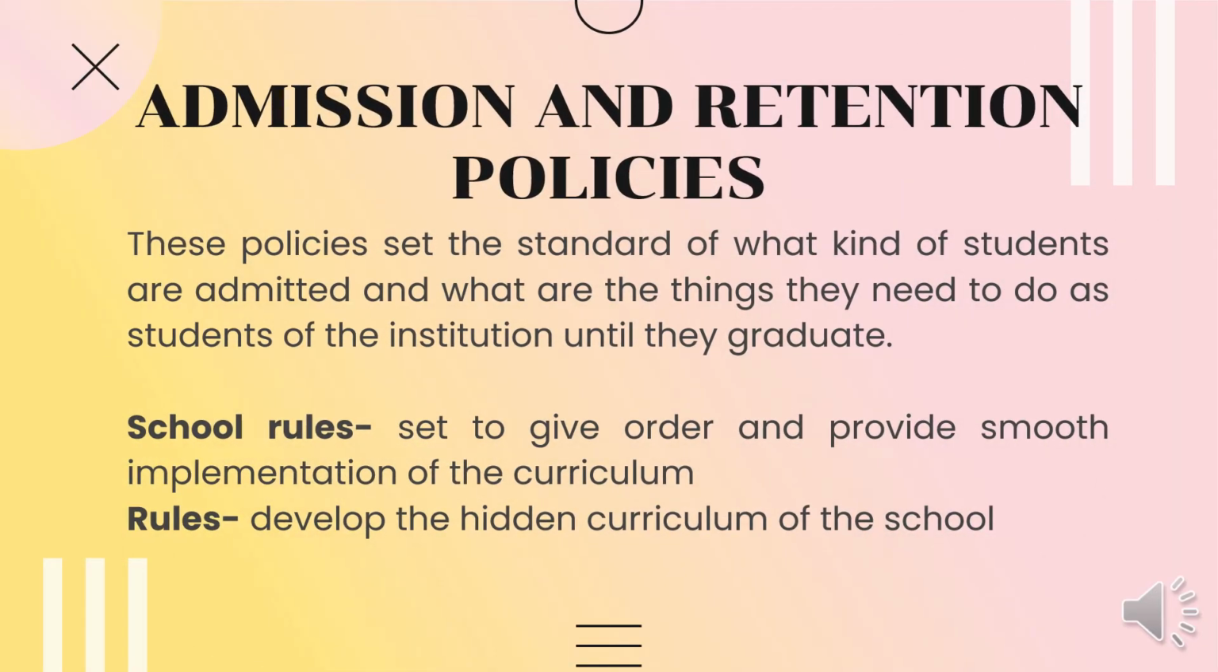Admission and retention policies. These policies set the standard of what kind of students are admitted and what things they need to do as students of the institution until they graduate. School rules are set to give order and provide smooth implementation of the curriculum. Rules develop the hidden curriculum of the school.